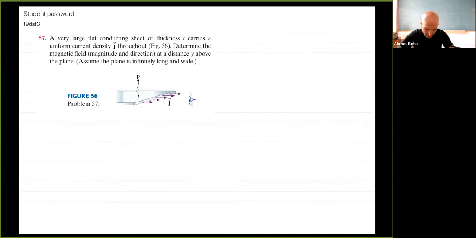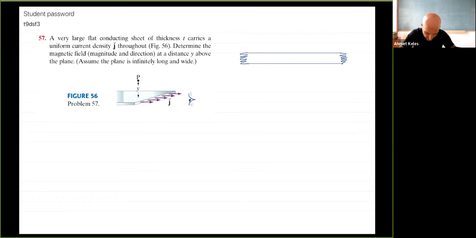Let's do this. A very large flat conducting sheet of thickness T carries a uniform current density J vector throughout, like here. And you'd like to determine the magnetic field, both magnitude and direction, a distance y above the plane. And we want to assume the plane is infinitely long and wide. So the plane is something like that. Maybe I can do this here. It's like a plane.